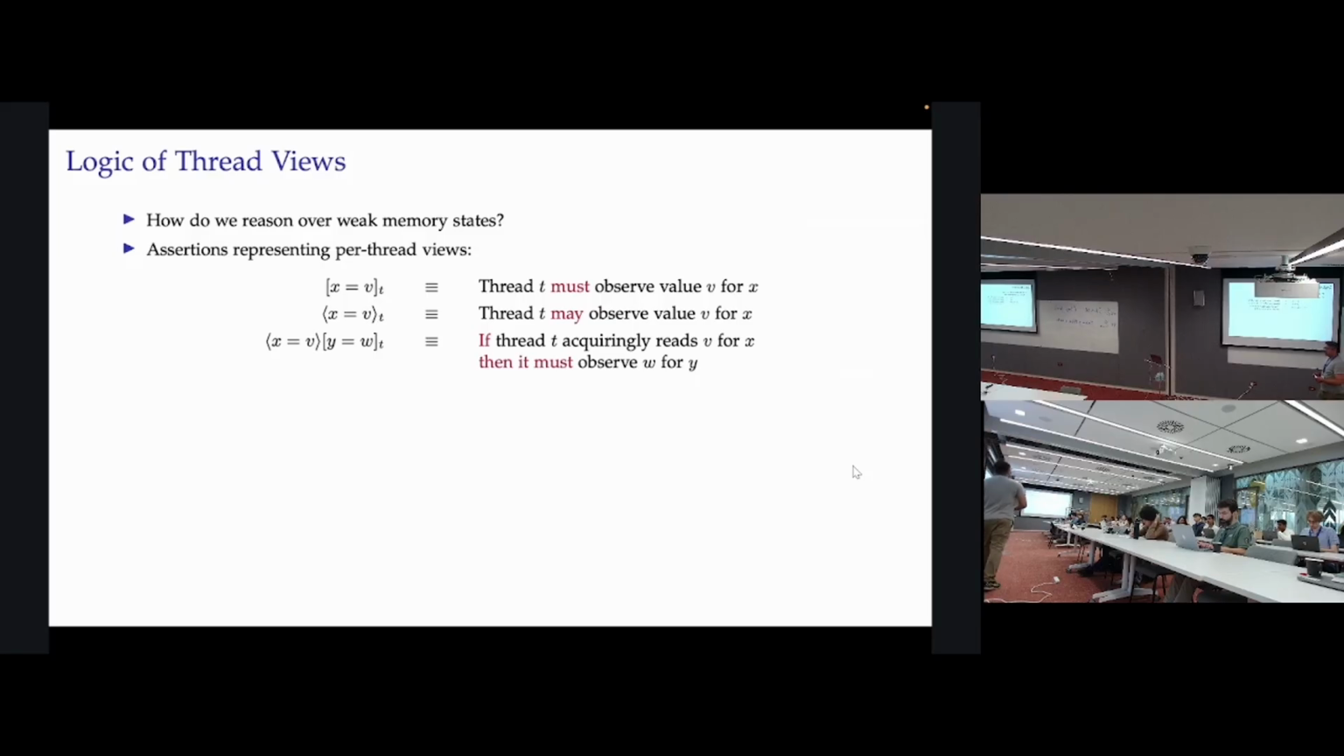What should we be able to do here? What should we be able to do? Can we develop a Hoare logic / Owicki-Gries logic? And if so, how? Okay.